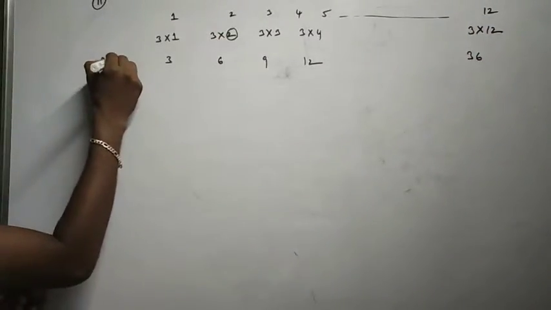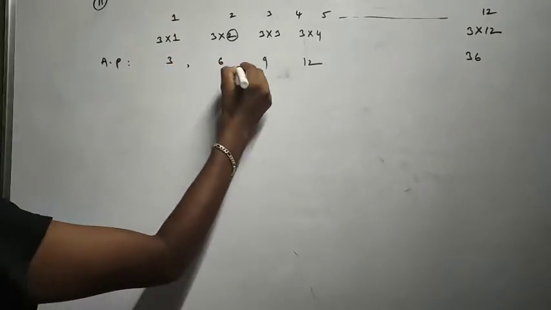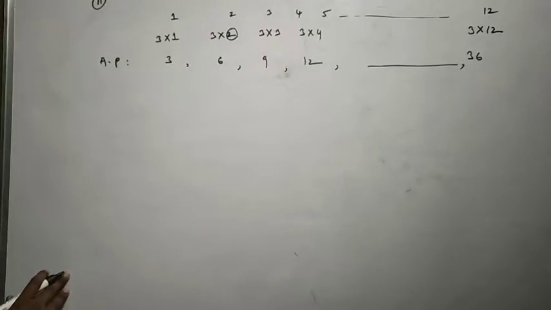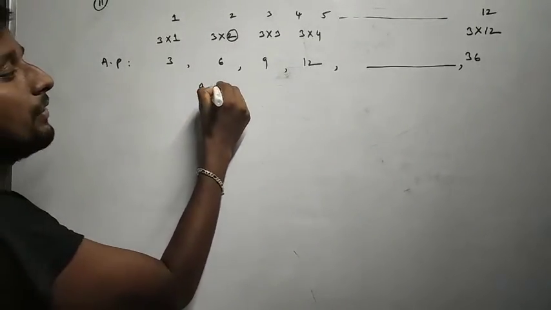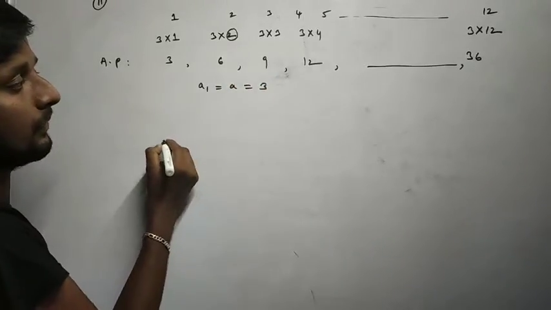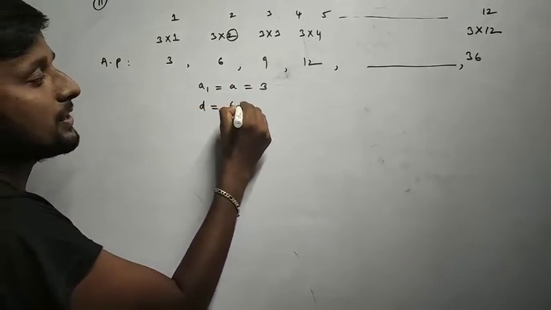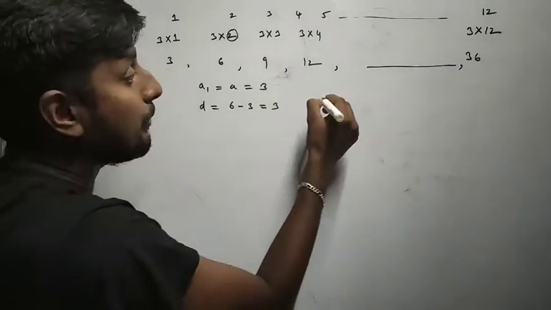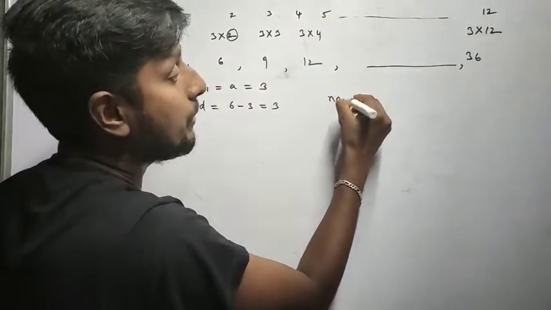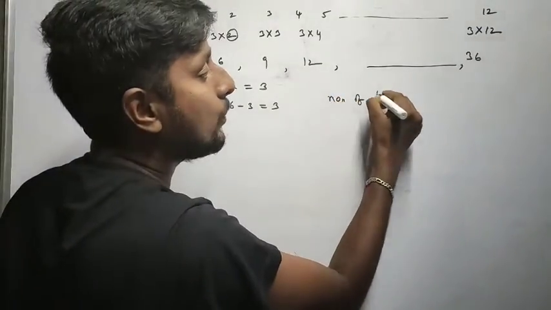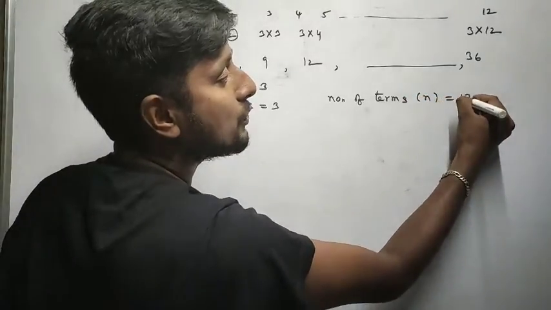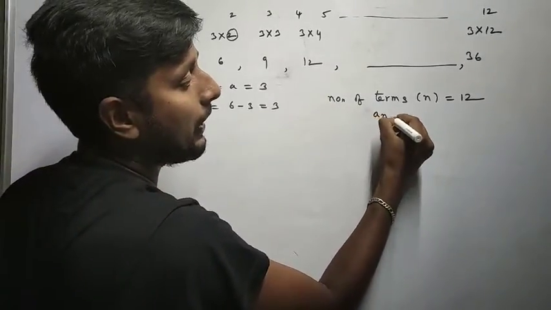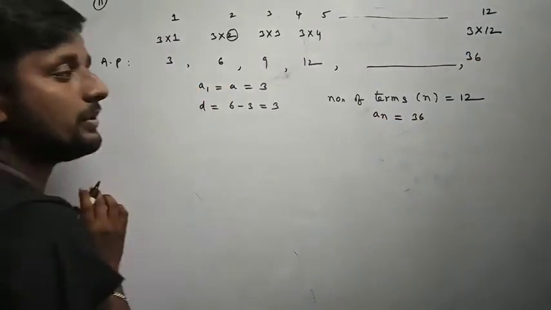So therefore it's an AP, an arithmetic progression: 3, 6, 9, and so on. The last term is 36. So from here we can understand that a1 is equal to a, which is equal to 3, and the common difference is 6 minus 3, that is 3. Correct? And the number of terms, as we know, we have only 12 classes. So the n value, small n value, is 12, because we have only 12 classes. And an is nothing but 36, the last term.